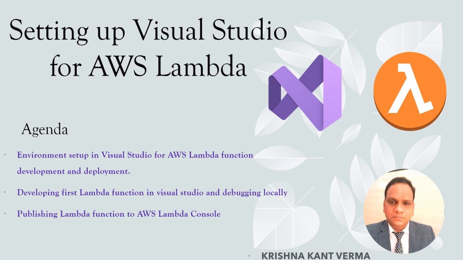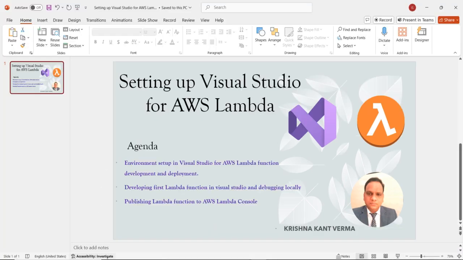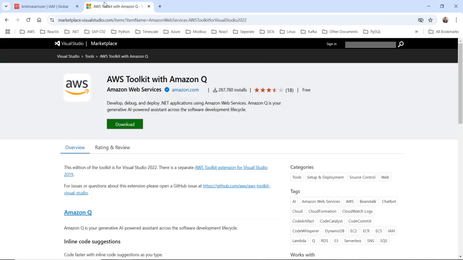After that, there's an extension toolkit from AWS that we need to install in Visual Studio. The name of the extension is AWS Toolkit with Amazon Q. Okay, so if you search for AWS Toolkit for Visual Studio, you can also find this link on Google, and you can download this toolkit. The setup will be downloaded on your machine, and you can install that setup.